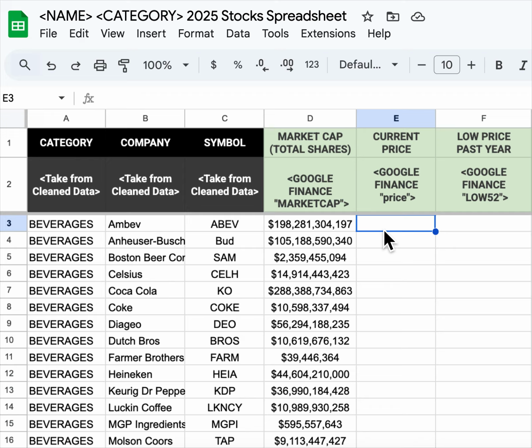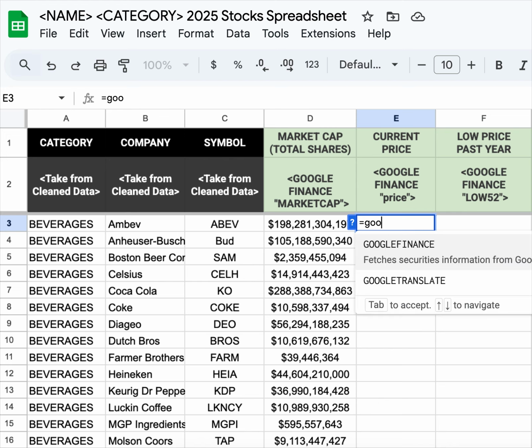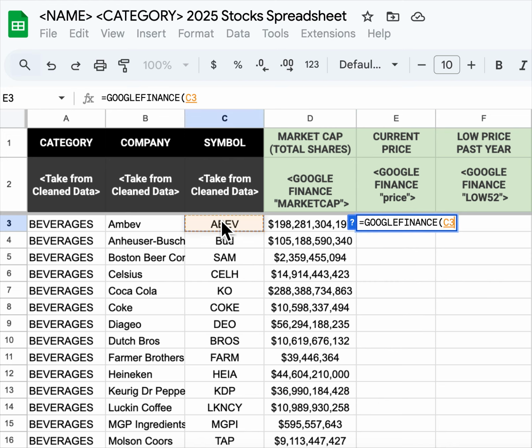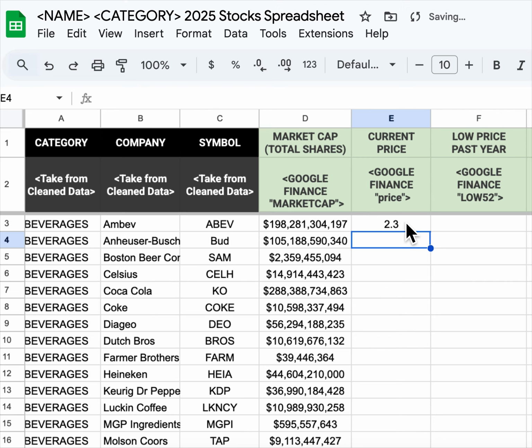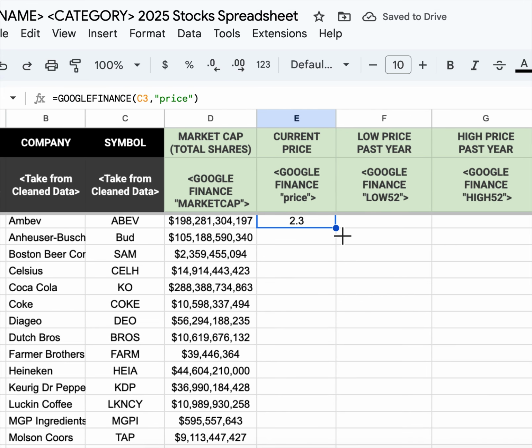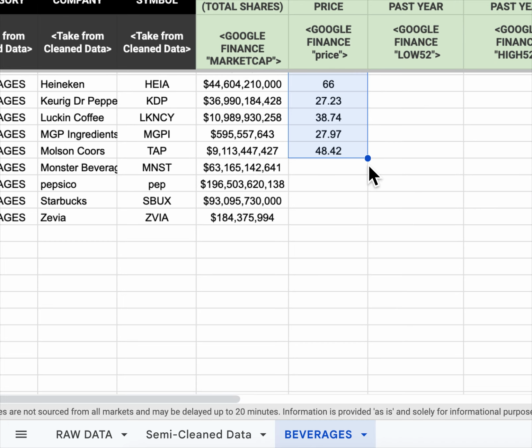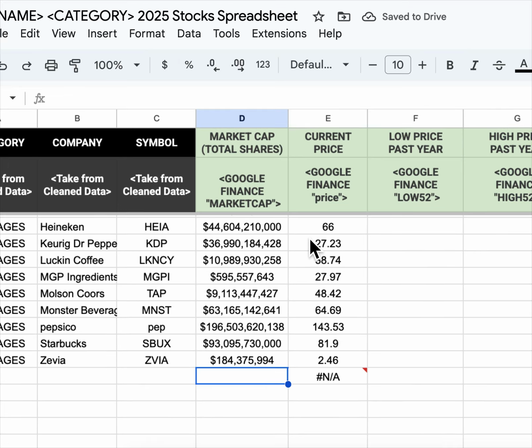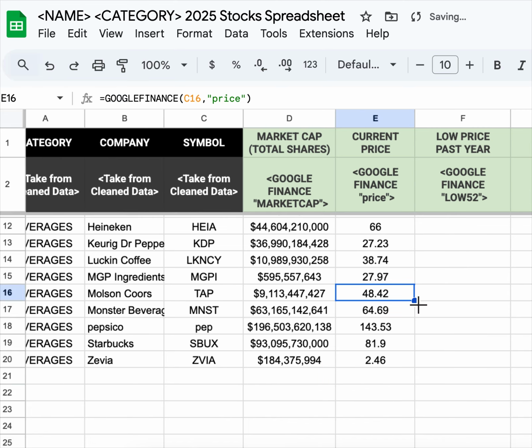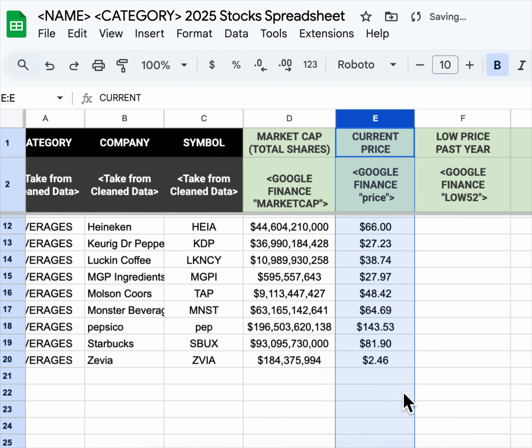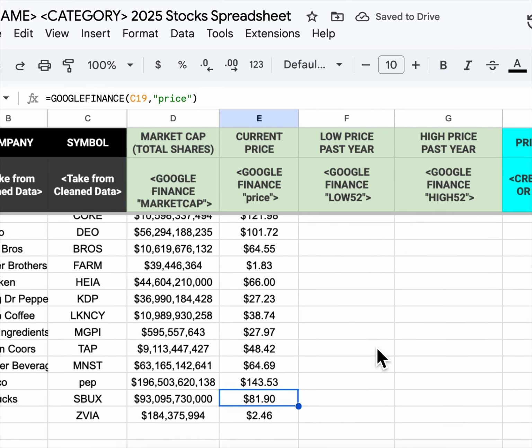Okay, so let's go ahead and do the other one. Let's find the current price. So this is equals Google Finance. Click on the symbol, comma, quotations, price. Okay, good. And scroll down, all the way down. Oh, that was an extra one. Okay, so these are the prices of the shares. Each share is this much.